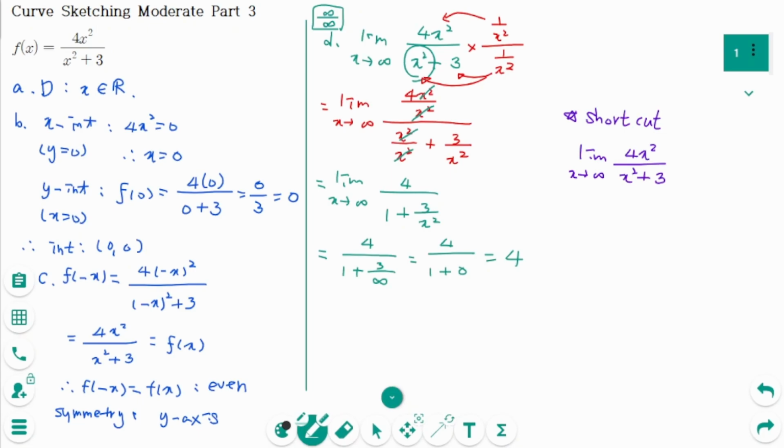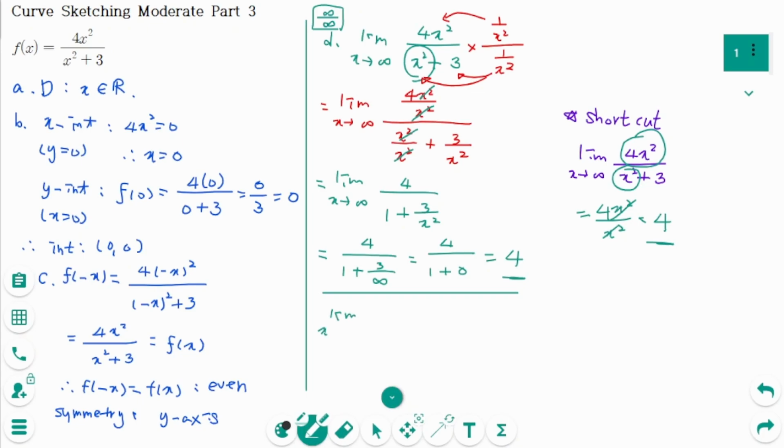Do you remember the shortcut? Just take the highest power of x on each side. So 4x squared over x squared. Then cancelled. We have the same answer.